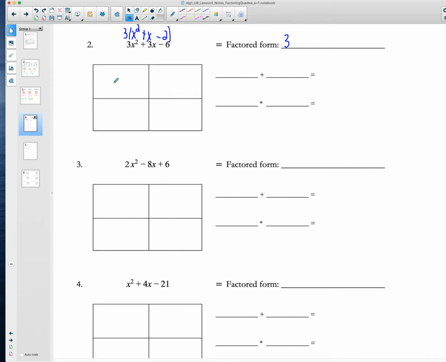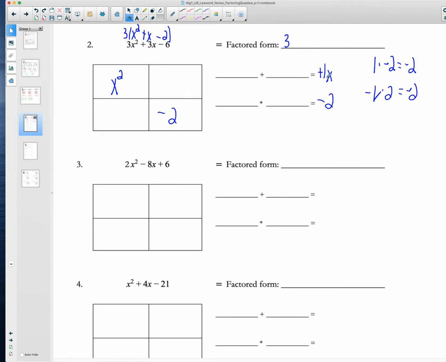Now notice my a term is just x squared. My c term now is just negative 2. When I do a times c, that's negative 2, and I have to get to my b term, which is now plus 1x. So I have to look at how I can get to negative 2. There's only 2 ways: I can do 1 times negative 2, or I can do negative 1 times positive 2, and that would give me negative 2 as well.